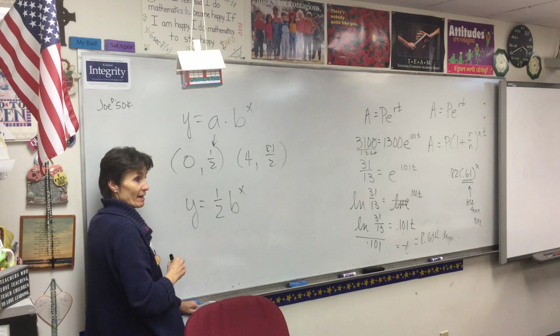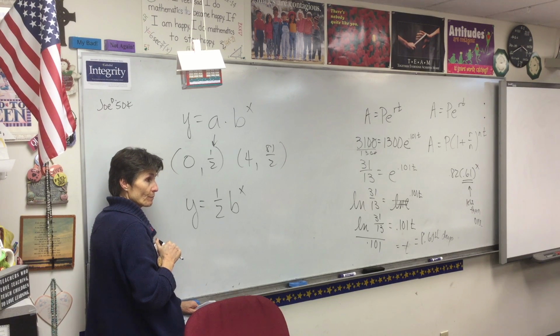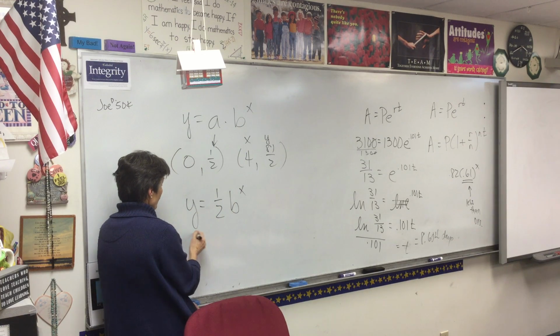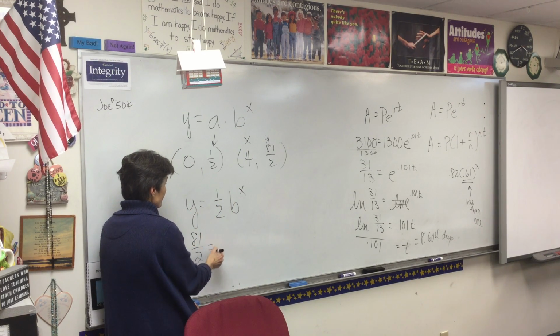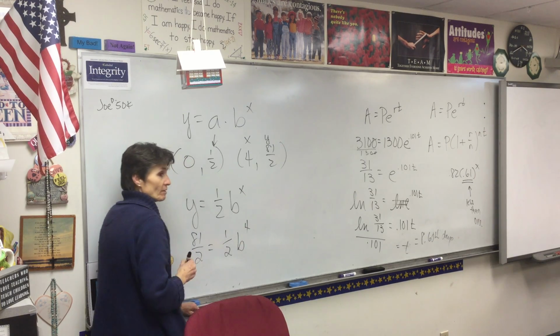So we end up with that. Start with that. Okay? Then what do we do? This is a new x and a y, so in they go. So 8 1/2 equals 1/2 b to the 4th.